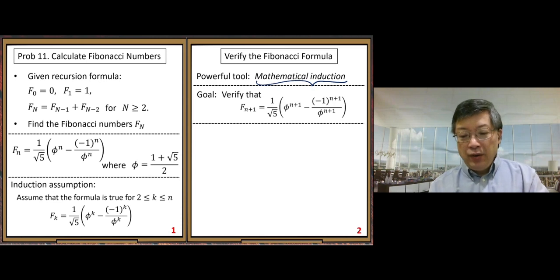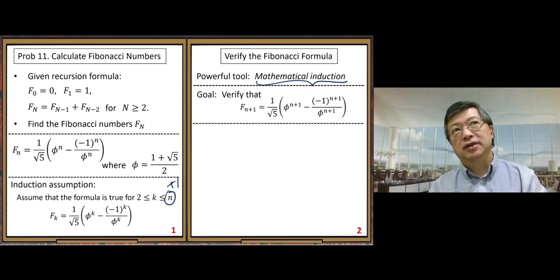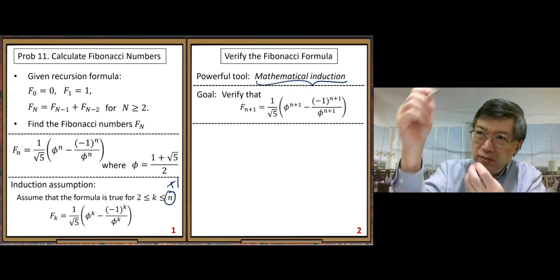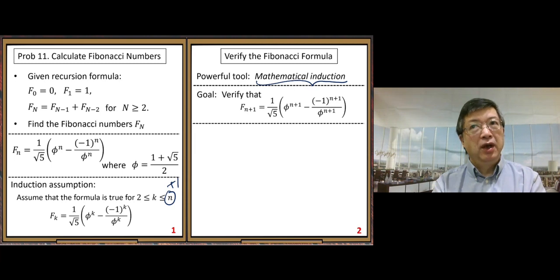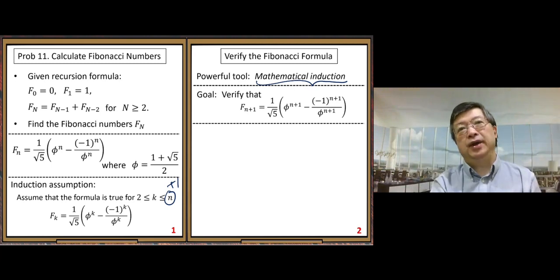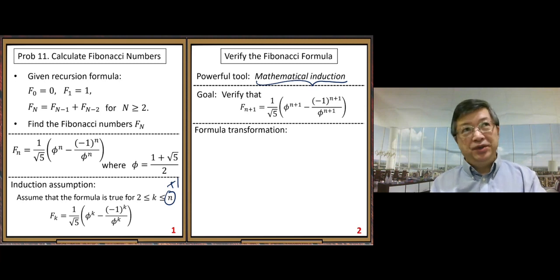Now, our goal, we need to verify f(n+1). The upper bound plus 1. So that's the key step in mathematical induction. Upper bound plus 1, you go one step forward. If you can still prove it's true, then the mathematical induction will guarantee that the whole formula is true for all positive integer n. Okay. All right. Formula transformation. Still, we need to do appropriate formula transformation. Okay. All right.